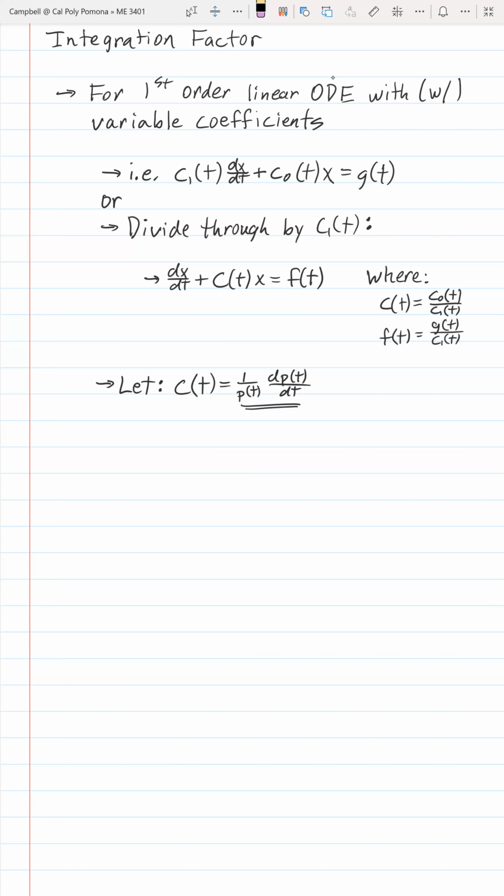So let's go ahead and see how that works. We're forcing C of t into this form. So then, substituting C of t back into the original differential equation, we get dx of t. And I hope you really enjoy this because I think this is truly phenomenal. So we get dx/dt plus 1 over P of t times dP of t/dt times x is equal to f of t.